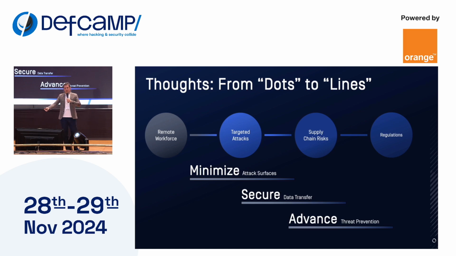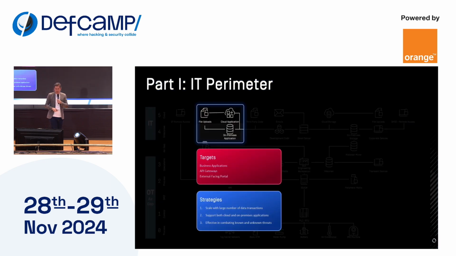And that ties down into how you build an advanced threat prevention framework, what technologies you use in preventing those advanced attacks that we see targeting those networks. So part one is looking at the IT perimeter. We're going to break down what's in the IT perimeter, what are the threat vectors there, what's the targets, and what's the strategies that we recommend.